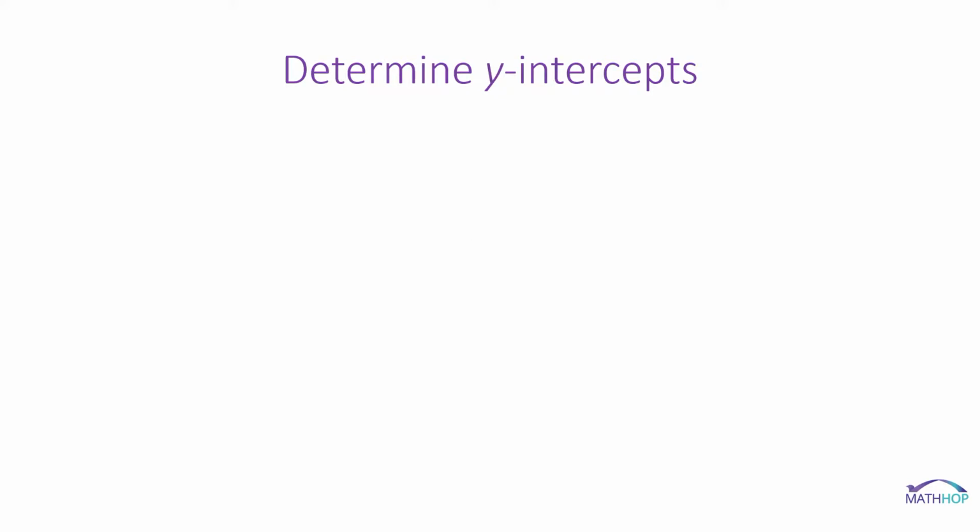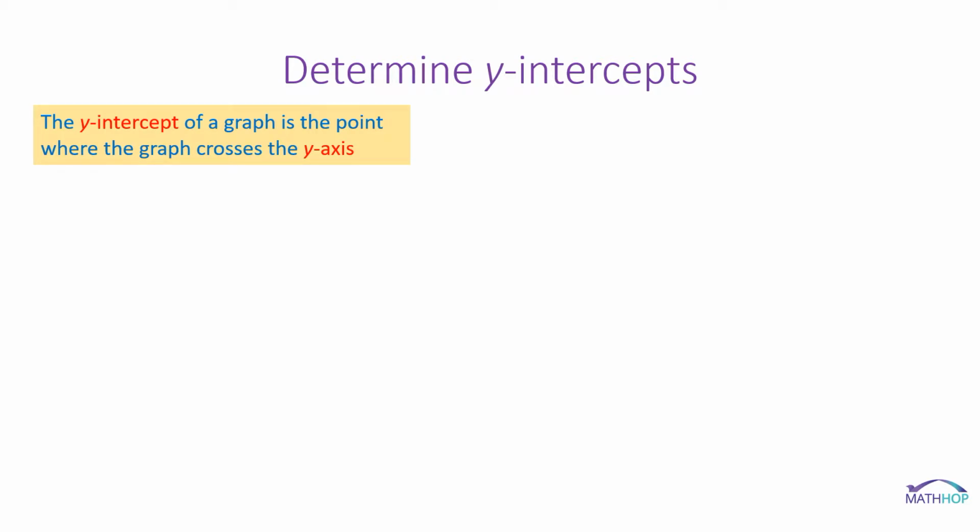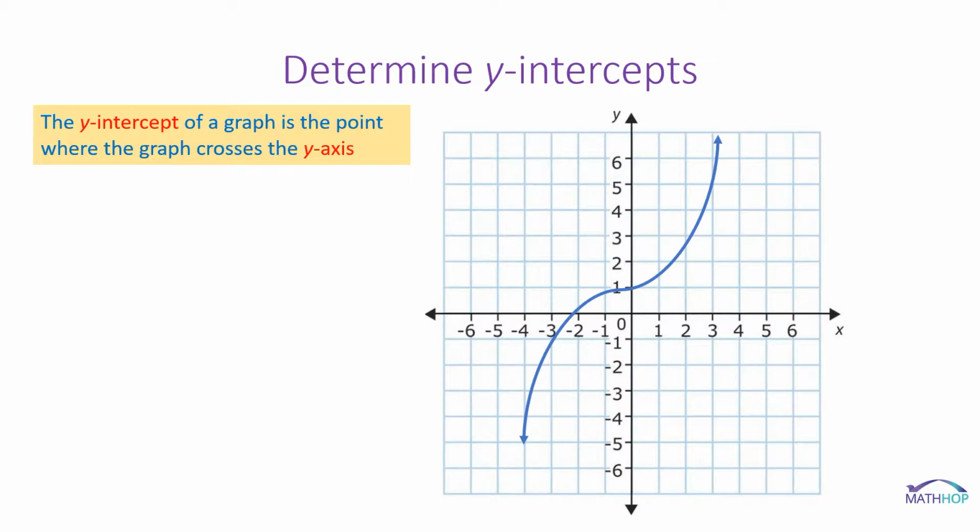Let's really quickly look at the y-intercepts. These haven't changed much since we first learned about them in 8th grade. The y-intercept of a graph is the point where the graph crosses the y-axis. Looking at this graph of f of x, we see that it crosses the y-axis at 0, 1, right over here. So our y-intercept is 1.